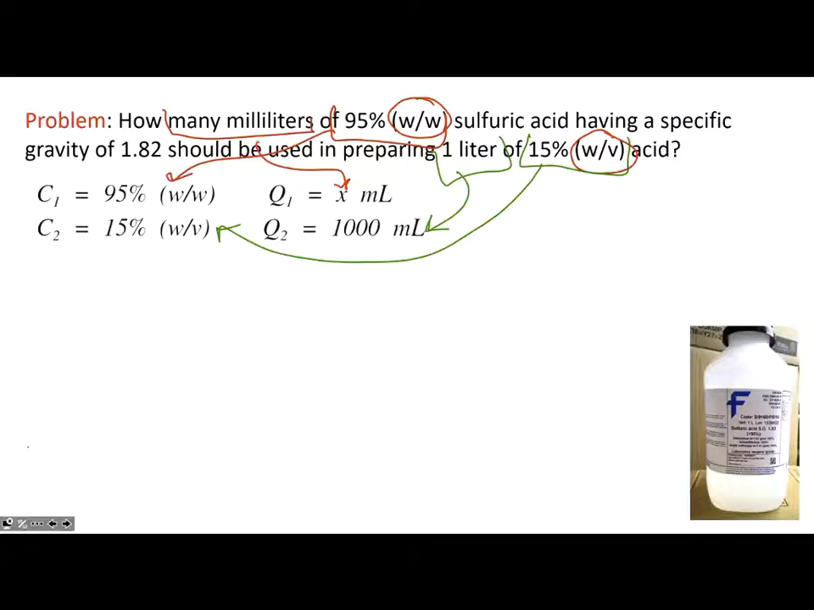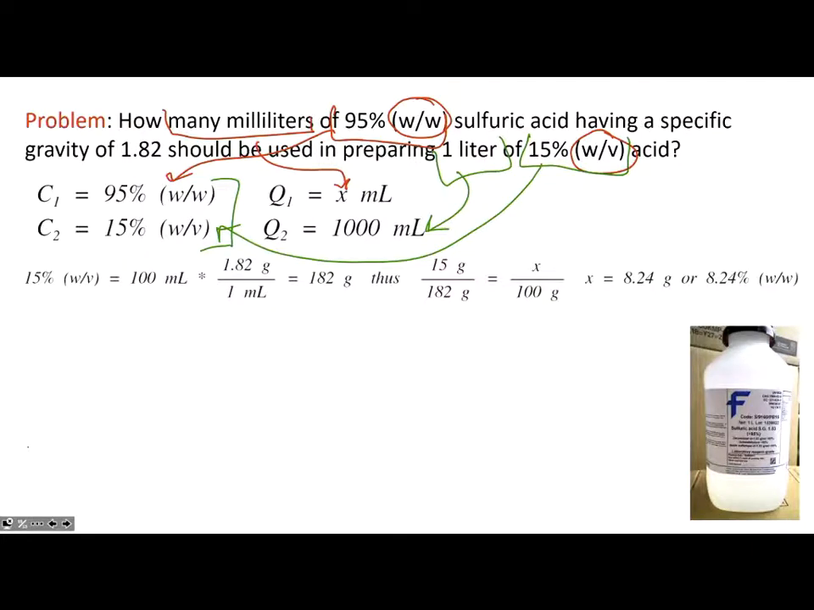So, here's the trick to this question if you try to do it. And you can do this either way. You can either convert the 95% into a weight per volume to match the 15%, or you can convert the 15% weight per volume to a weight per weight so it matches the 95. It really works both ways. The number's a little bit funky when you convert the 95%, so it looks a little bit nicer this way, although you could have worked it either way. Let's convert the 15% weight per volume to a percent weight per weight. It won't be 15, but it'll be weight per weight.